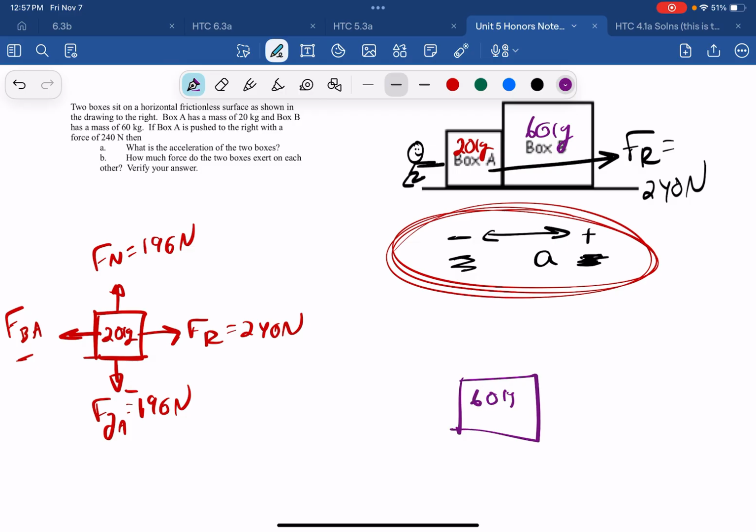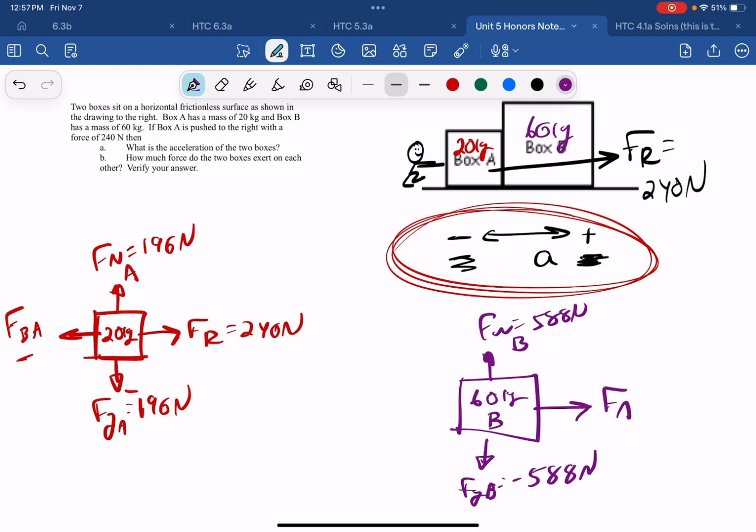60 kilograms. So the force of gravity on B turns out to be, let's make it negative, 588 newtons. There's going to be a normal force that cancels that out, 588 newtons. Those are different normal forces, so I should indicate that. And the reason box B moves is because of the force of object A pushing B. And again, notice that this and this make up an action-reaction pair.